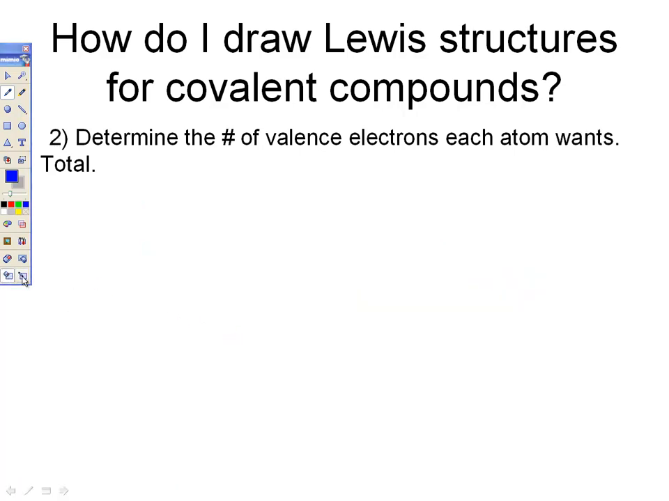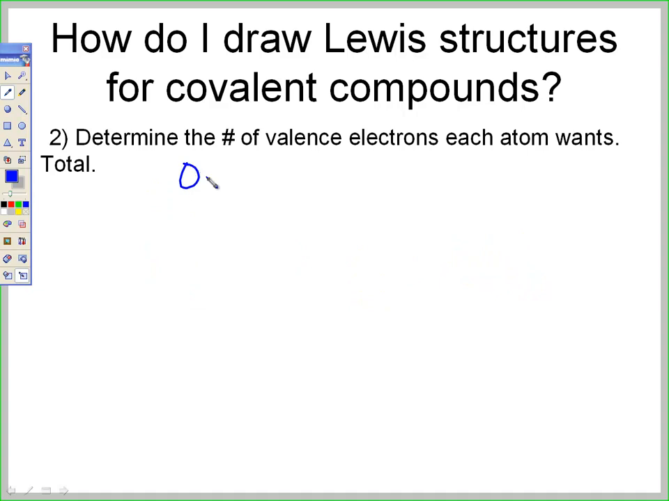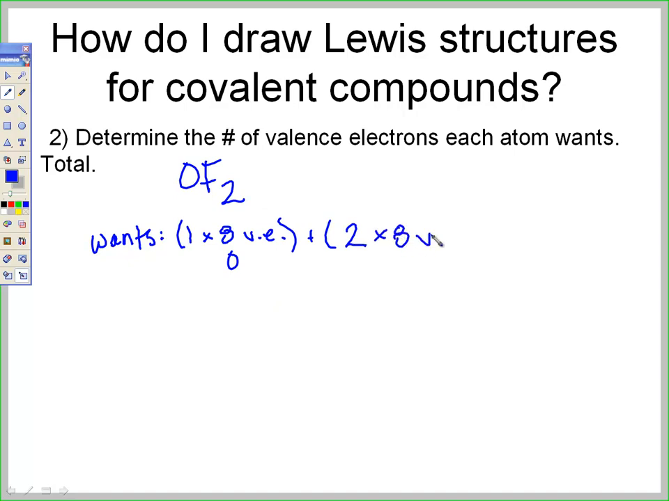Step 2 is to determine the number of valence electrons each atom wants. So in this compound, if oxygen was perfectly happy, that one oxygen would really like to have 8 valence electrons. The 2 fluorines would also like 8 valence electrons. And remember that you're going to have a lot of times 8s in this want step. Everything is times 8 except for hydrogen, which would be times 2. Okay, so if I add those all up together, I'm going to get 3 times 8 is 24 valence electrons.